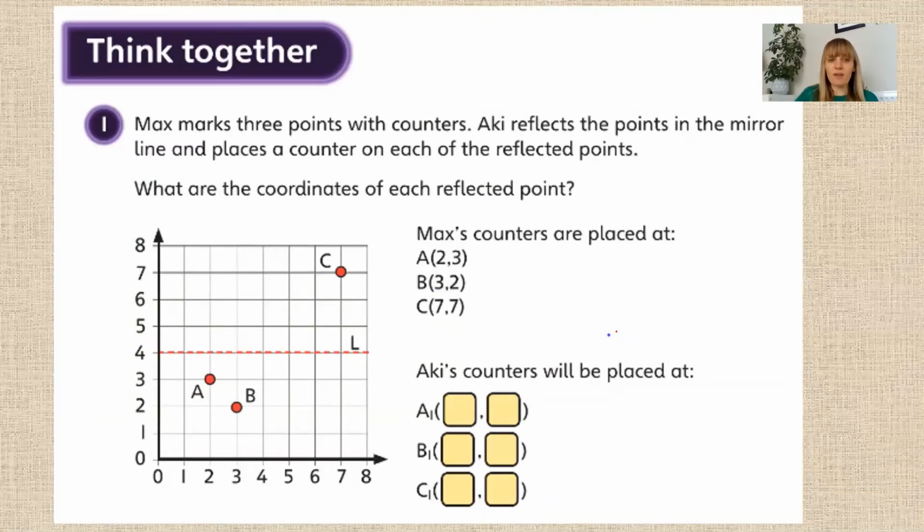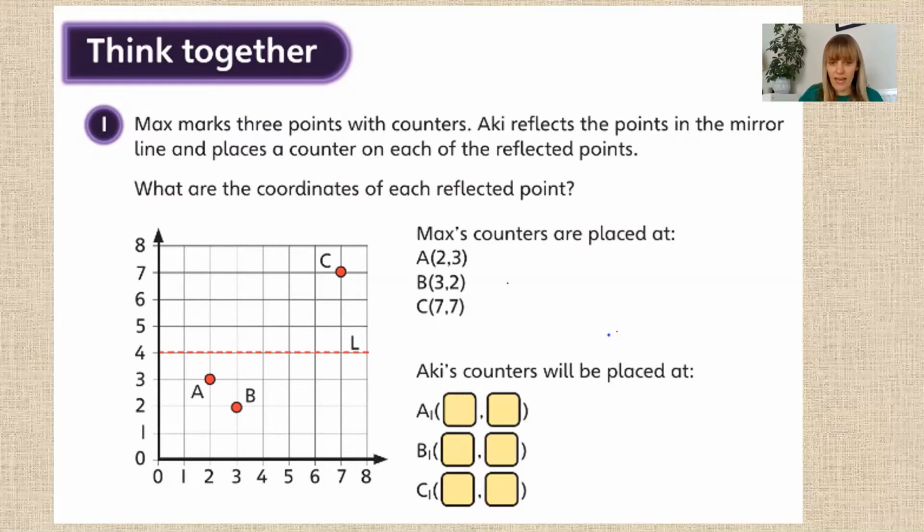All right, so here we go. This is our think together for you to have a little try. So if you've got a piece of paper and a pencil, go and grab it, and then you can have a go at this together before I give you the answers. Now, the question says, Max marks 3 points with counters. Okay, so he's got point A, point B, and point C. Now, Aki reflects the points in the mirror line. So look, the mirror line again is marked with L. Not sure why they use L, but that's just what they've done. There's our mirror line. So what are the coordinates for each reflected point?